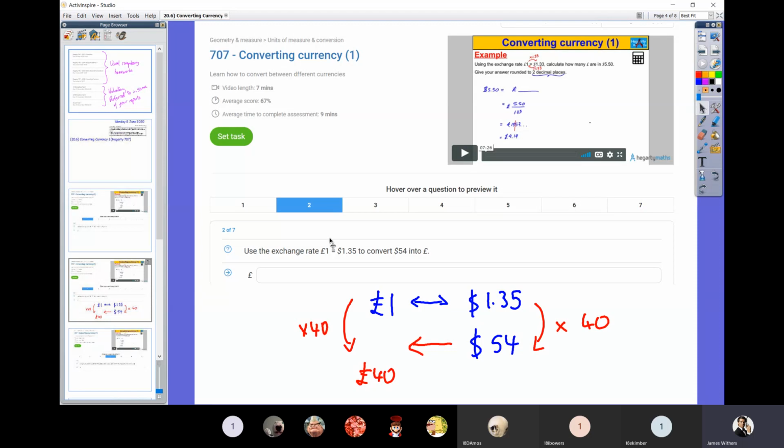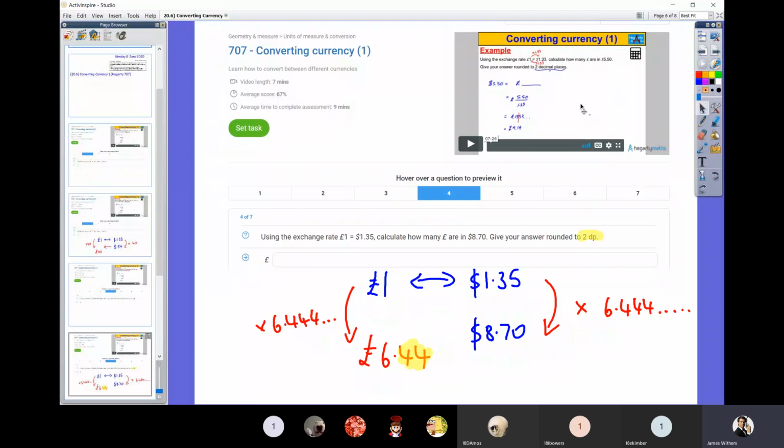So here's question 2. This is how I would like you to set these out. The questions are very short. Use this exchange rate to convert these dollars into pounds. So start off by writing out the exchange rate. So pounds to dollars, £1 to $1.35. And then make sure you put the other currency in the appropriate column. On this occasion, it's $54, so that goes into the dollars column. Now, we want to scale up. We want to see how many times bigger 54 is than 1.35. So you get your calculator out and you do 54 divided by 1.35, and that will give you the multiplier of 40. The right-hand side's 40 times bigger, so the left-hand side has to be 40 times bigger as well. £1 times 40 is obviously £40. Final answer for question 2.